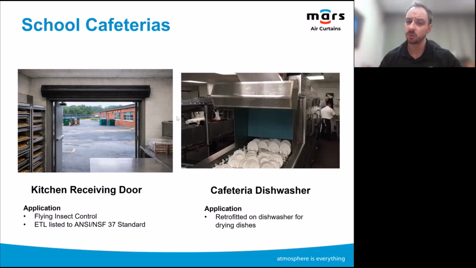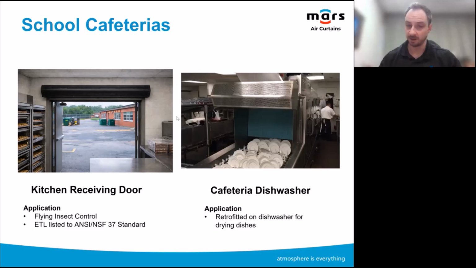On the right is a cafeteria commercial dishwasher, and we've used air curtains for this as well. It's a little bit more of a niche application, but what's nice about these is it's a more cost effective method of drying dishes versus the drying tunnel. It can be retrofitted directly onto the dishwasher itself, like you see here.